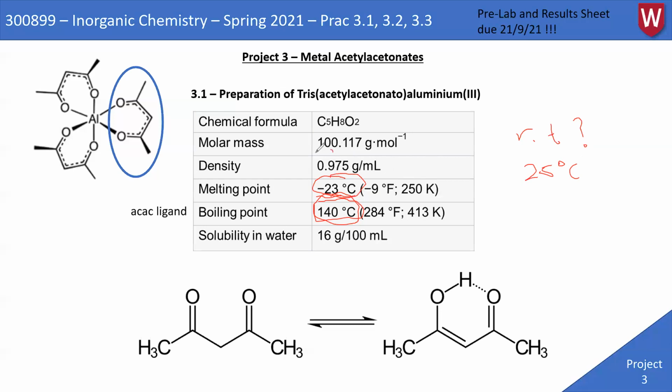And because of that, we've given you the density here, right? So you'll need to use the density to convert it from a volume to a mass. And then you'll need to use the molar mass to work out how many moles you're using of the ACAC ligand. The other thing to note here, we've given you a solubility value, 16 grams per 100 mL. That's pretty soluble, relatively soluble. So that's an important thing to watch out for when you're looking at the demonstration videos of the prac and making your observations about what's going on. Keep in mind the solubility that we've given you there.